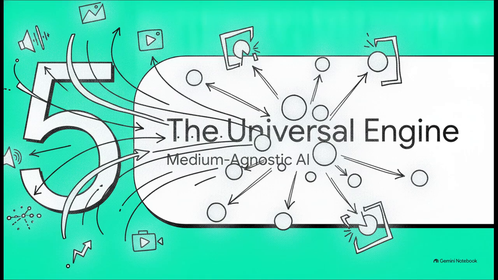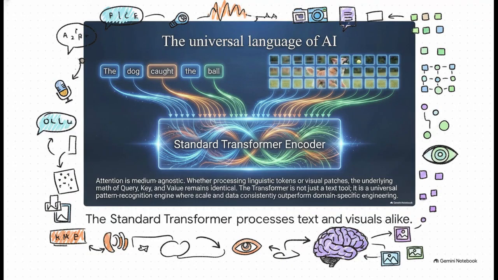5. The Universal AI Engine. So, here is the ultimate realization of this breakthrough, and what you should really take away from this explainer today. This one mechanism shattered the historical boundaries between entirely different types of data. Whether it's processing linguistic words like "the dog caught the ball" or visual patches of a photo of a dog playing fetch, they all flow into the exact same engine. The model doesn't care if it's reading English or reading a JPEG.